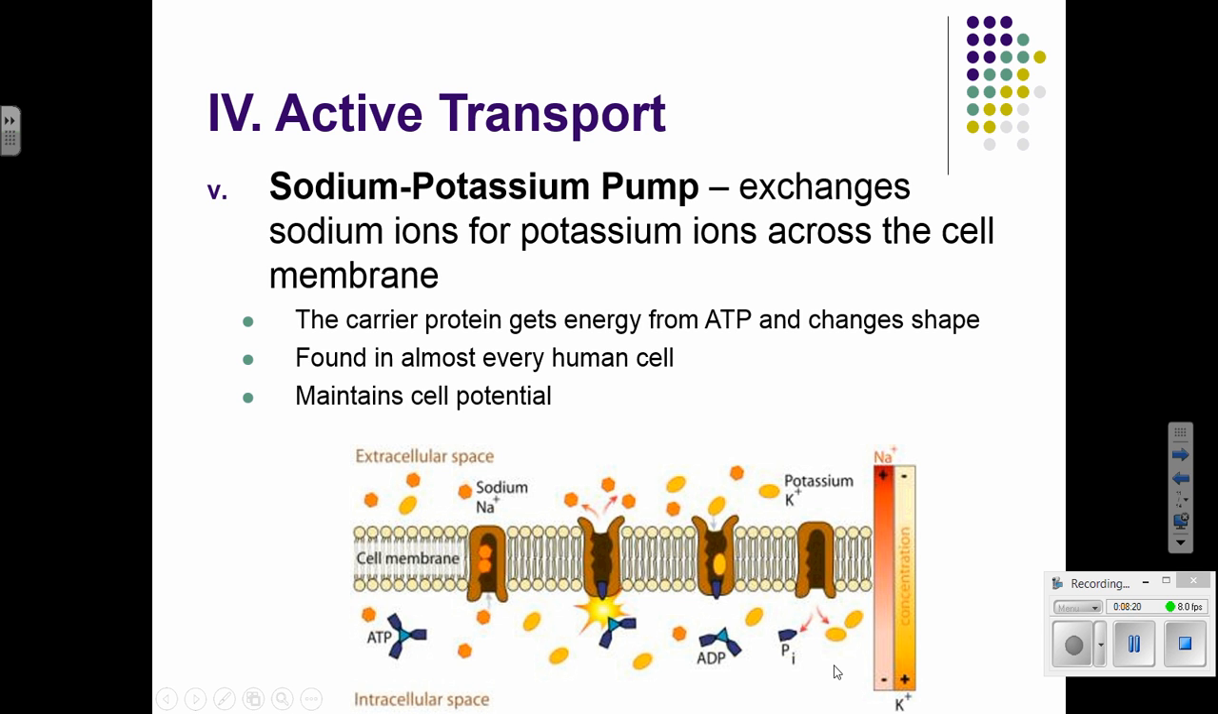and having that uneven balance of charges on each side is actually what allows us to send nervous system signals throughout the body, and to carry messages from your nerves to your muscle cells. So it's maintaining what we call cell potential, the ability to send messages throughout the body. And every single human cell has sodium-potassium pumps in it.